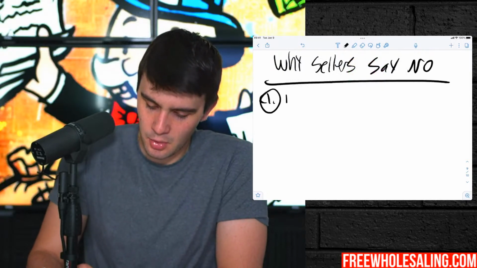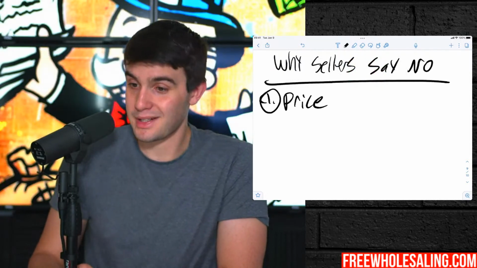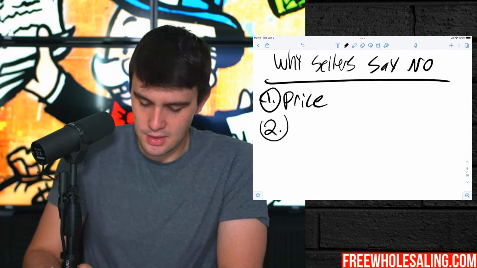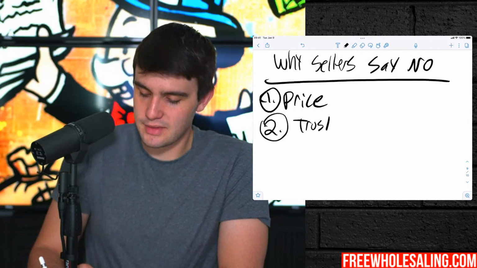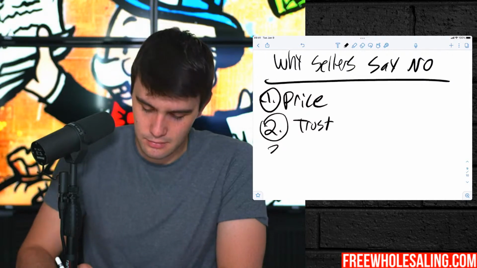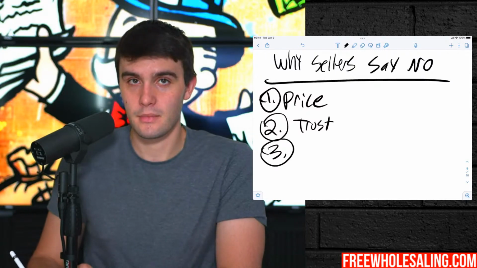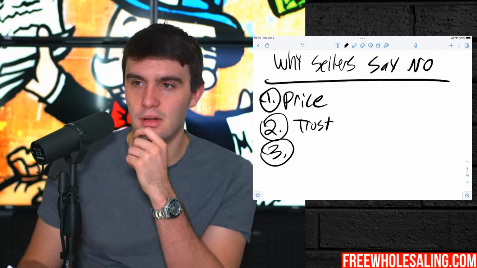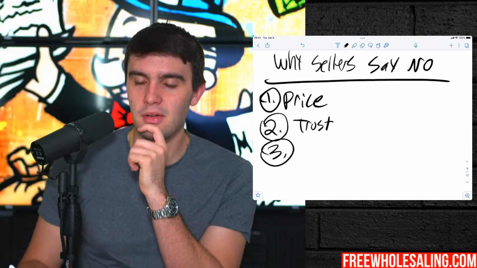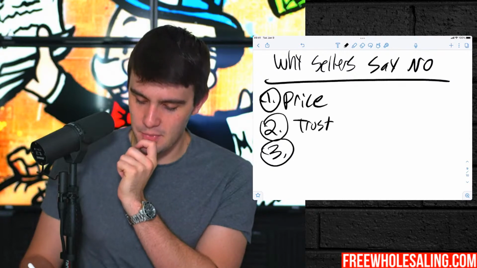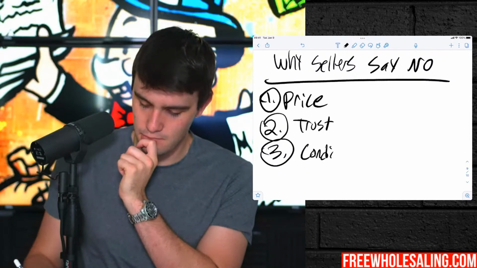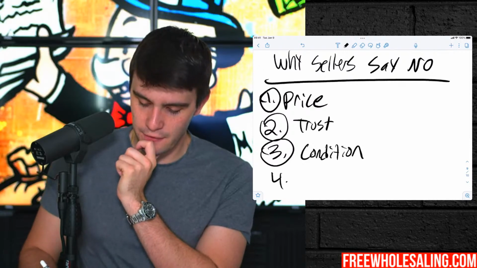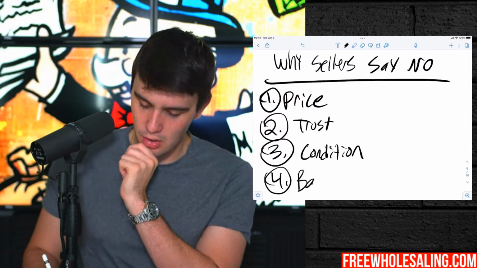Okay. Number 1 is going to be price. Pretty simple, right? I think everyone understands that. Number 2 is going to be trust. Your sellers won't tell you this. They'll just say no to you. Number 3, this is super, super important, but I think a lot of people understand this: a seller says no because you did not condition. And that's going to be the last thing we're talking about, conditioning. But number 4 is really going to be a bad lowball.